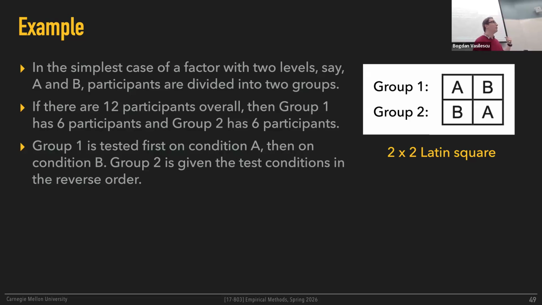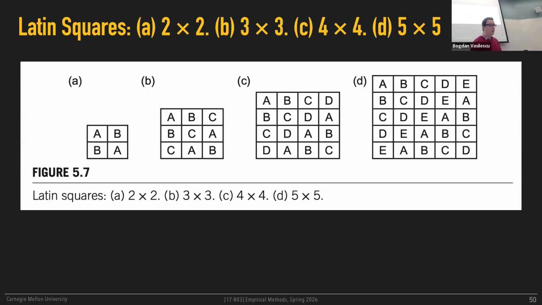Okay, so now you could do this with more than 2 by 2, obviously. So here is what these look like. You can look these up. So 3 by 3 Latin squares and 4 by 4, etc. So you can see, in the 3 by 3, for example, ABC, and then you shift, goes BC and then A, and then you shift again, CAB.